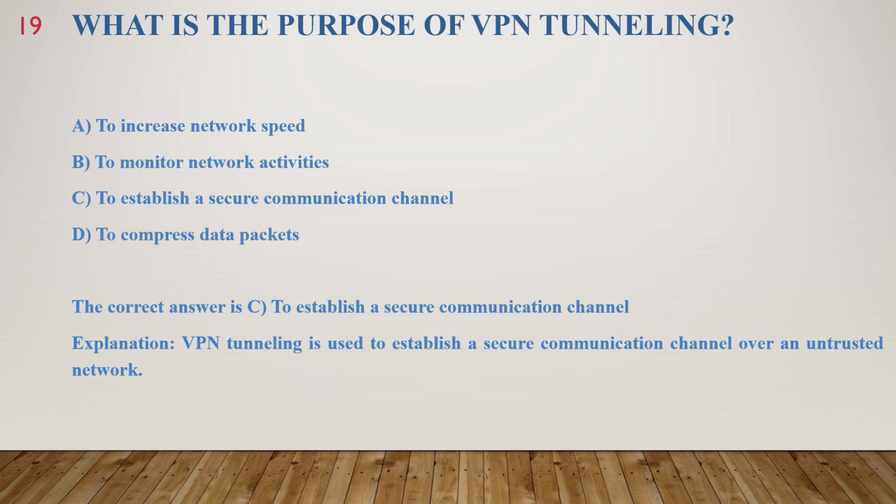A. While some VPNs can optimize performance by offloading encryption tasks, increasing network speed is not the primary purpose of VPN tunneling. B. While some VPNs can be used to monitor network activities, this is not their main function. Their primary goal is to secure communication. D. While some VPNs offer data compression features, this is not the primary purpose of VPN tunneling. The main focus is on encryption and security.